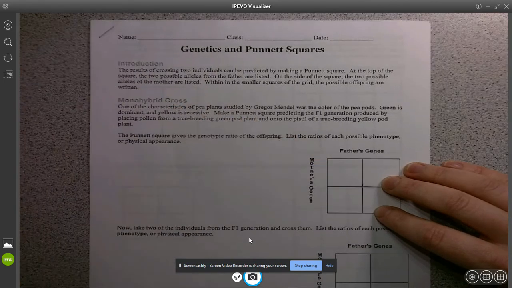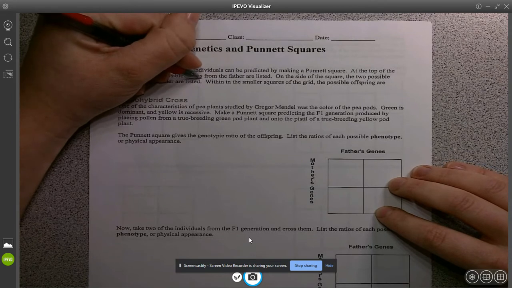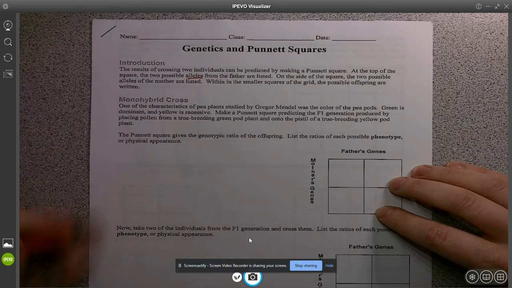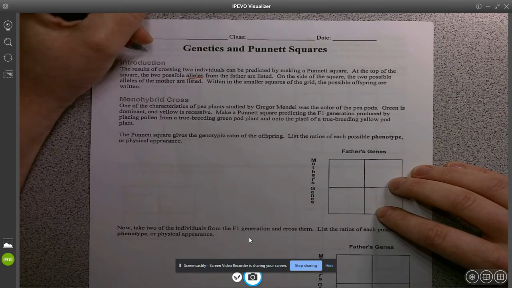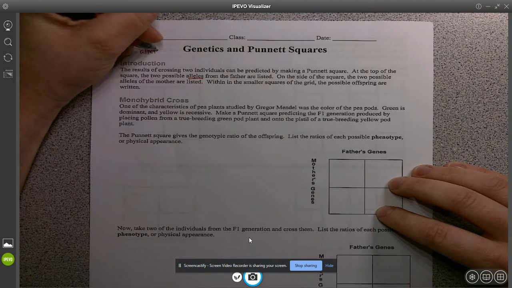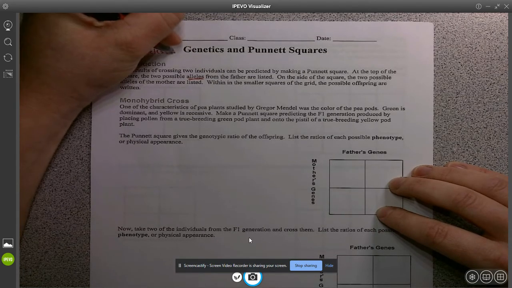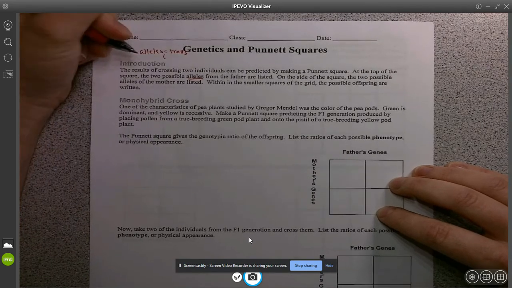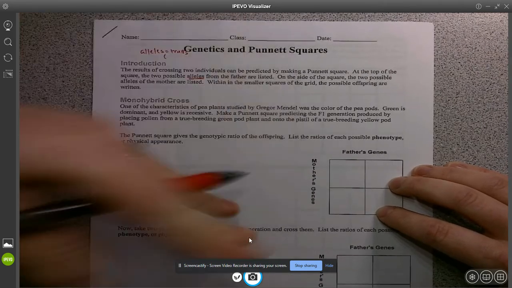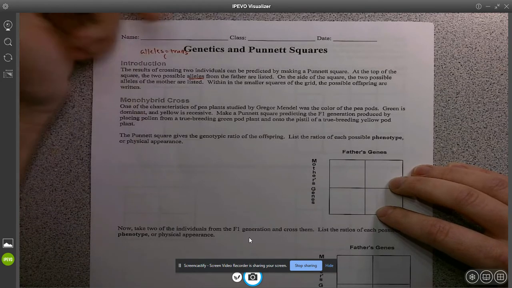At the top of the square, there are two possible alleles. Alleles is an important word, so I'm going to underline that, or you can highlight it, and then I'm just going to write it over here. Remember, alleles are our traits. I'm just going to put trait. And then I also like to think about it as alleles. There are my letters. So I can have a dominant allele, a capital letter, or a recessive allele, a lowercase letter.